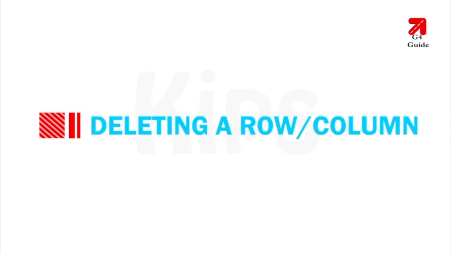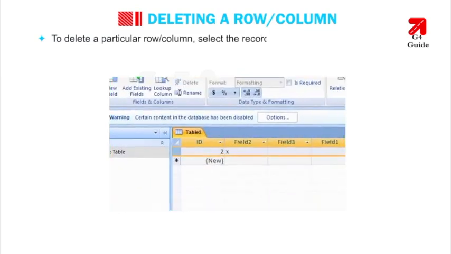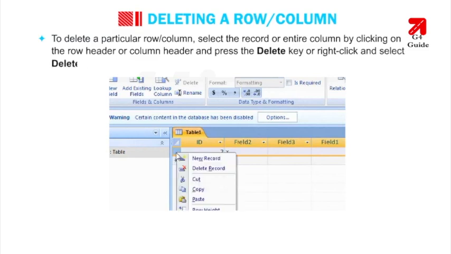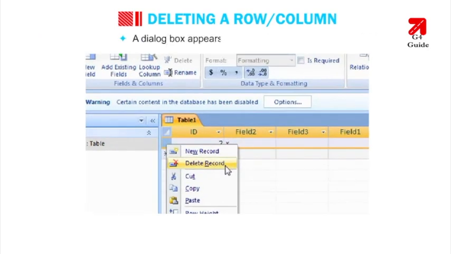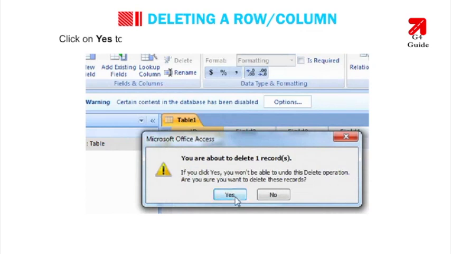Let's now find out how to delete a row or column. To delete a particular row or column, select the record or entire column by clicking on the row header or column header and press the Delete key or right-click and select Delete Record or Column option from the Context menu. A dialog box appears asking your confirmation. Click on Yes to confirm the deletion. Click No if you want to cancel the deletion.